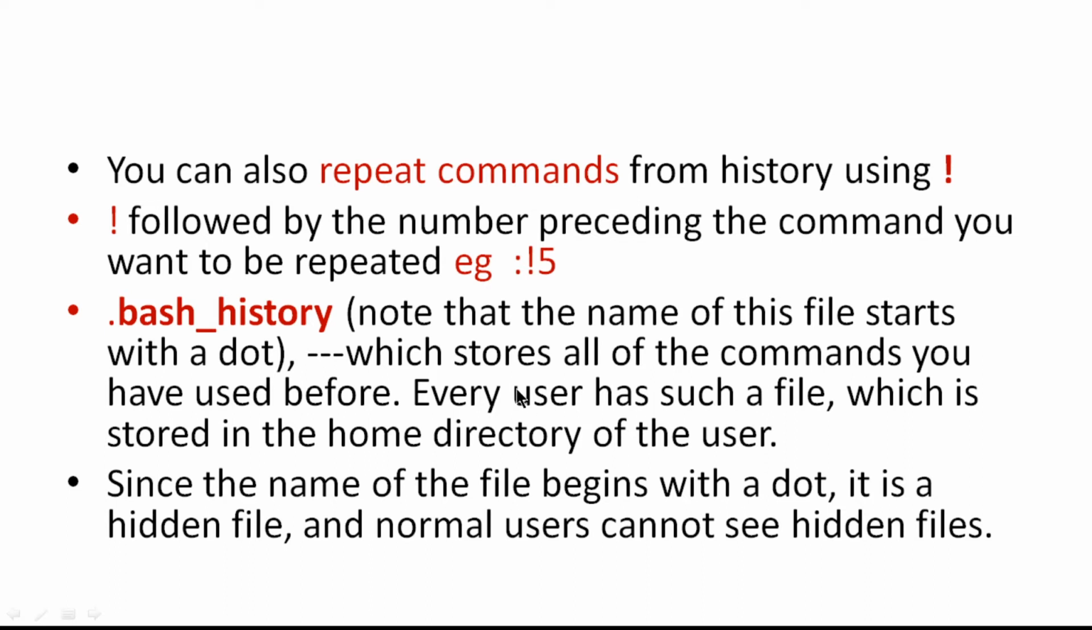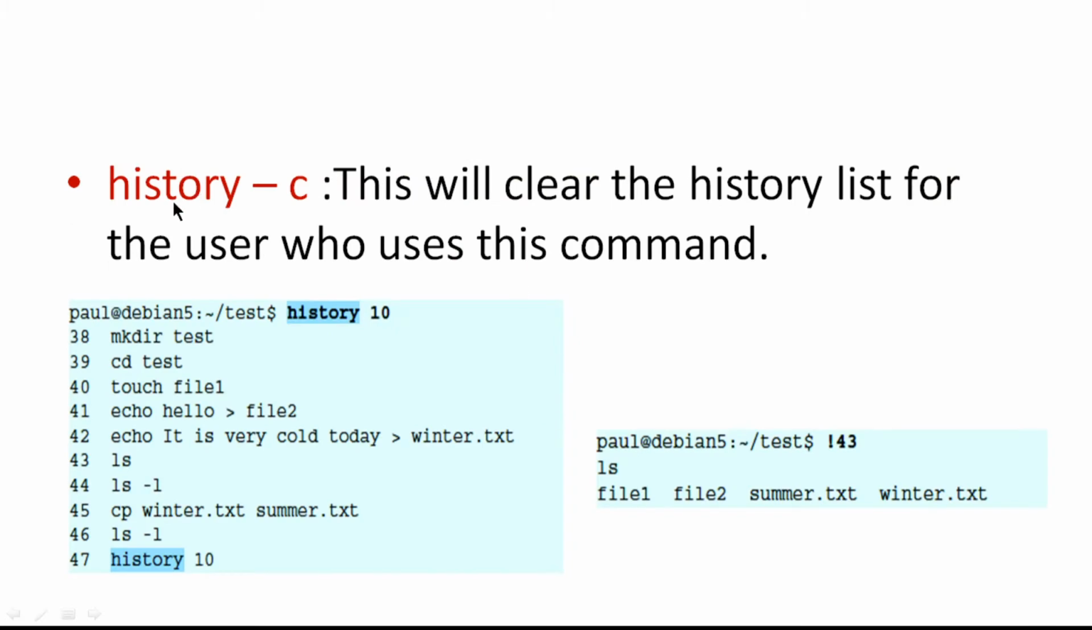So every user, whoever has been added as a user, will have such a file, and it is stored basically in the home directory of the user. Since the name of the file begins with a dot, it shows that it's a hidden file. All hidden files start with a dot, and a normal user cannot see such hidden files. So if I use Control-C, then all my history would be deleted.